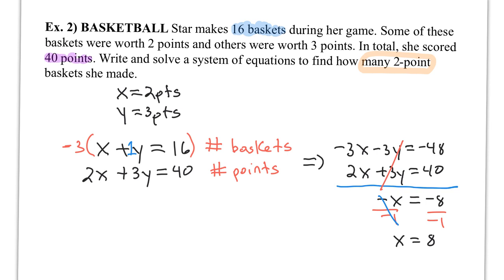So x represents 2 points. 8 is the number of baskets. So she made 8 baskets that are worth 2 points. Right here. Now, use common sense.